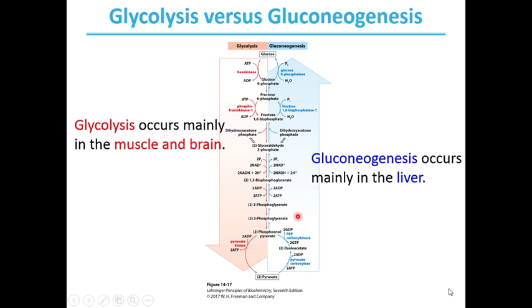Here is the major difference between glycolysis and gluconeogenesis. Glycolysis, as I said, is converting glucose to pyruvate. And in this process, ATP is produced. Whereas gluconeogenesis is the process of converting pyruvate into glucose. And in this process, ATP has to be invested. And hence, it's energetically costly. Glycolysis occurs mainly in the muscle and brain. Gluconeogenesis, on the other hand, occurs mainly in the liver.